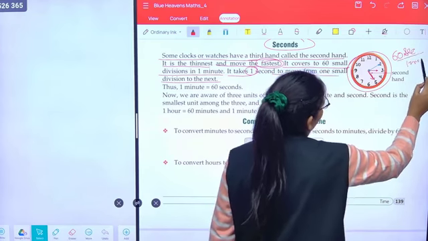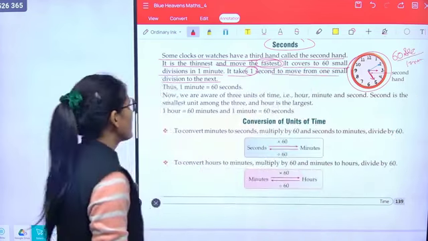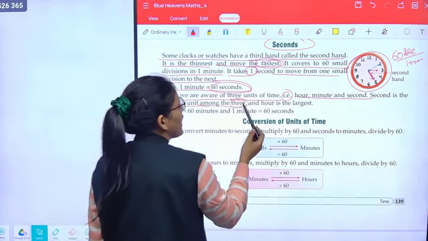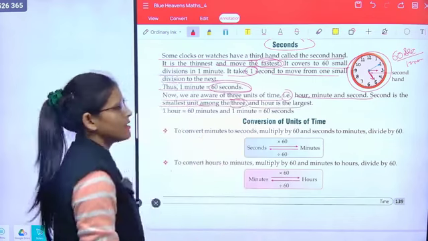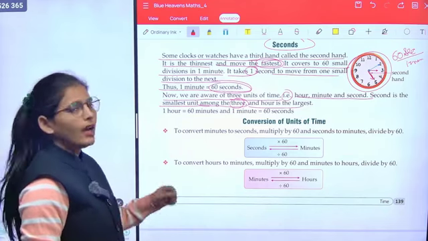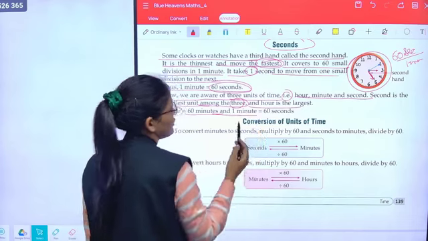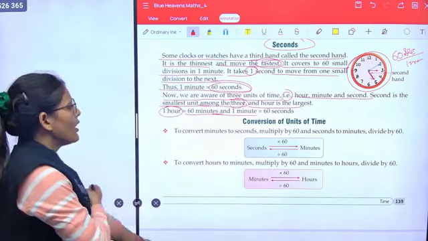1 minute. Okay class. Now thus 1 minute is equal to 60 seconds. Similarly, now we are aware of 3 units of time, that is hour, minute and second. Second is the smallest unit among the three and hour is the largest. Hour क्या होता है, largest, second होता है smallest. 1 hour is equal to 60 minutes and 1 minute is equal to 60 seconds.